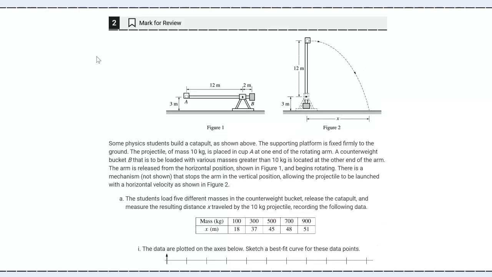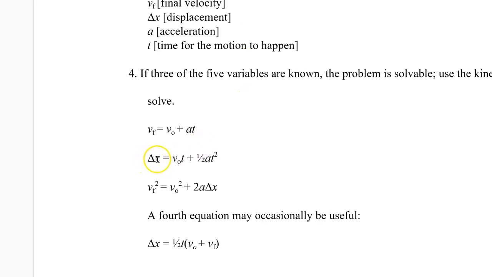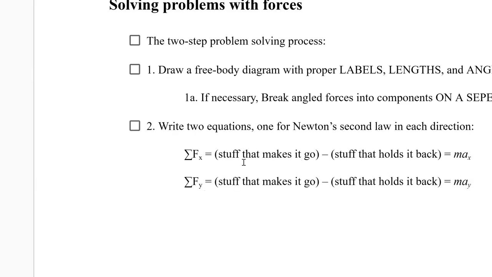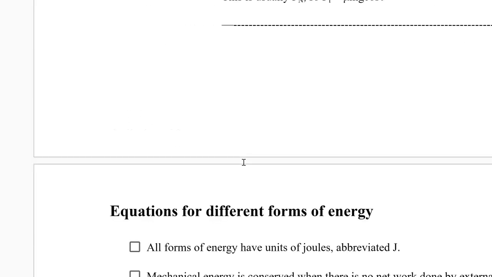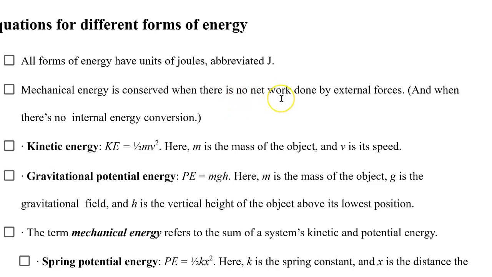So here we're given a pretty complex, pretty involved problem, so make sure you really understand it before we get started. You need to know some physics facts. Kinematics formula, change in x equals v naught t plus 1/2 a t squared. Our energy formulas, conservation of energy: energy is conserved when no work is done by external forces. Kinetic energy is 1/2 mv squared, and potential energy is mass times gravity times height.